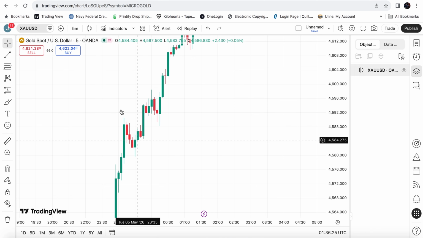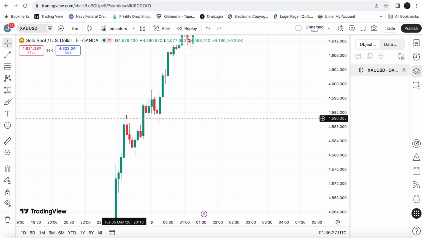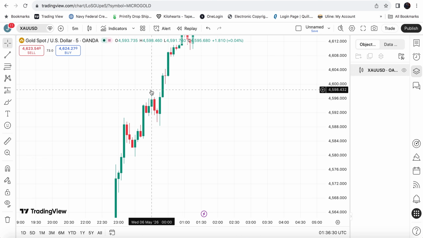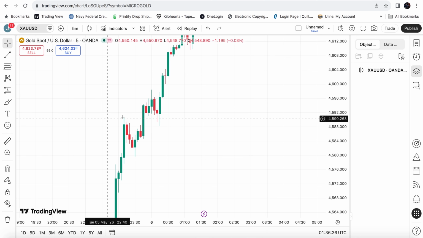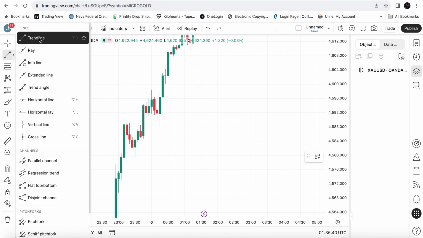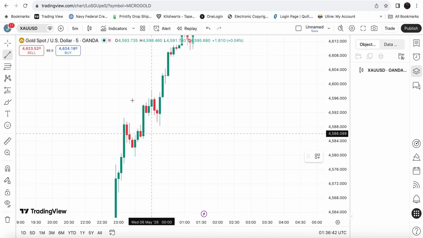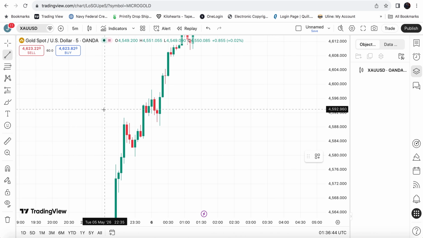I look at price. We have a high, and we have another higher high, right? Higher high, higher high. So I get my horizontal line. Well, this one is a trend line. And I mark my high.